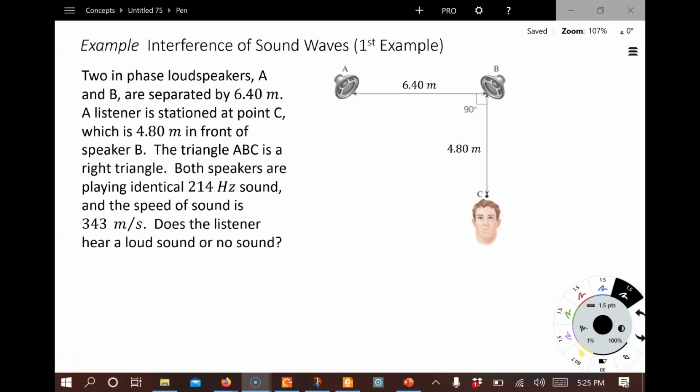Hi, this is an example problem from Chapter 17 on interference of sound waves. Pause for a moment and read the question. So the idea in this problem is that we've got sound that is in phase.